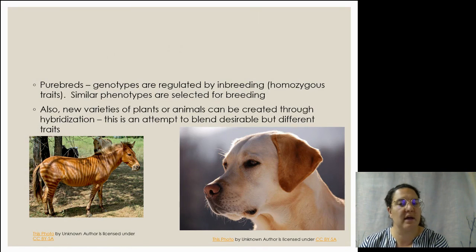So purebreds is one of the locations that we do this, and the genotypes are regulated by inbreeding. So when we have purebreds for homozygous traits, by breeding only those animals to one another, we're maintaining those traits in that variety. And new varieties of plants and animals can be created through hybridization. So this is a picture of a zebra crossed with a horse, an attempt to blend desirable but different traits, like the labradoodle or golden doodle. I remember somebody had a pointer poodle cross. We see this a lot in different dog breeding to get those more popular family dogs with hypoallergenic traits.